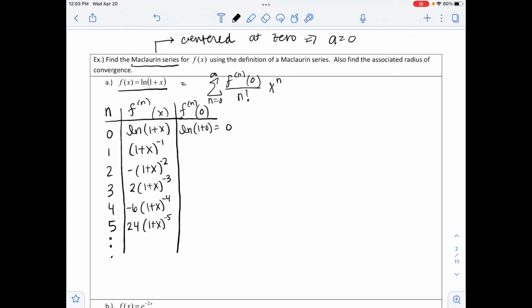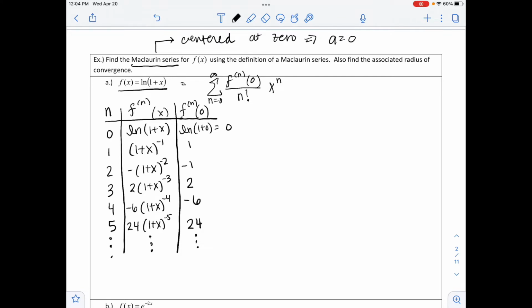And so then evaluating these at 0, the first derivative would just be 1 plus 0 to the negative first, which would be 1. The next value would work out to being negative 1. The next value would be 2 times 1 to the negative third, or just 2. Likewise, we would get negative 6 for the fourth derivative evaluated at 0. And then the last one, we would have 24. And again, these would continue on the same process.